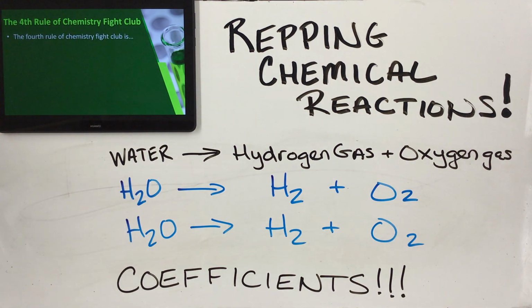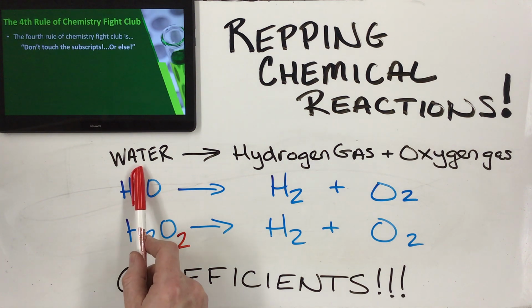So the 4th rule of Chemistry Fight Club is don't touch the subscripts or else, all right? Every so often what someone will do, and this is entirely wrong and should not be done, they'll go 2 H's, 2 H's. Good. 1 O, 2 O's, and they'll do this. No, no, no, no, no, no. That little number and this one and this one, they're subscripts. We don't touch the subscripts.